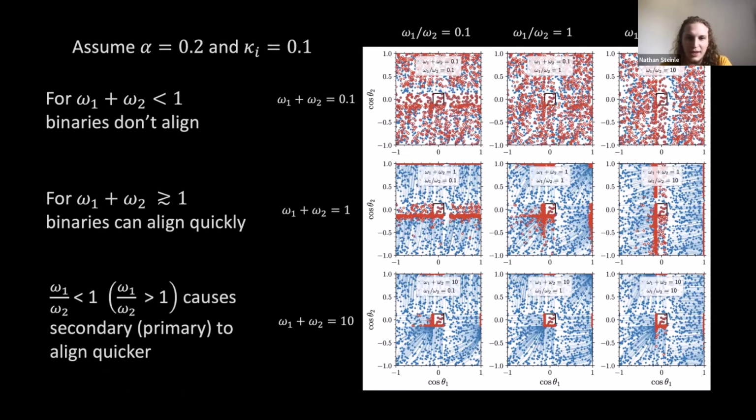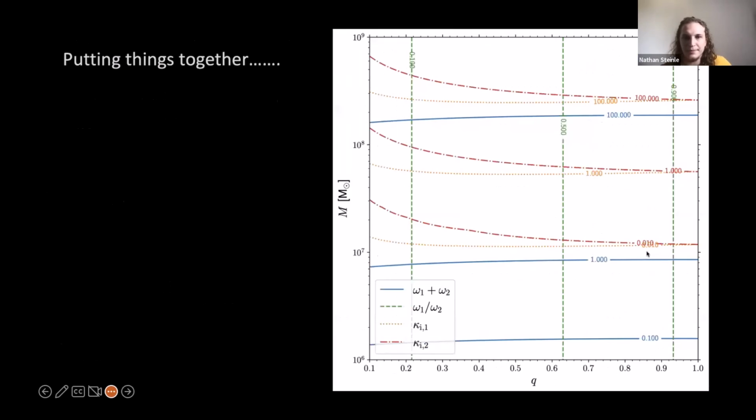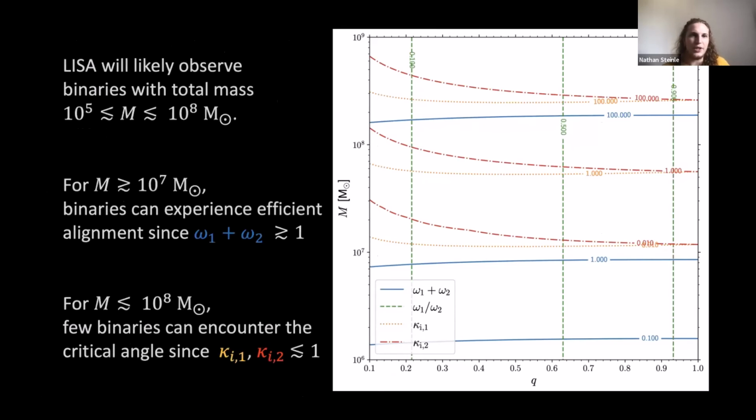And if the ratio of the omegas, which is varied in the columns of these panels, is less than 1, then that means the secondary is aligning more quickly. And so these binaries kind of stack up on horizontal lines in this plane, like in this panel in the middle left. Or if it's greater than 1, then the primary aligns more efficiently and they stack up in vertical lines in this plane.